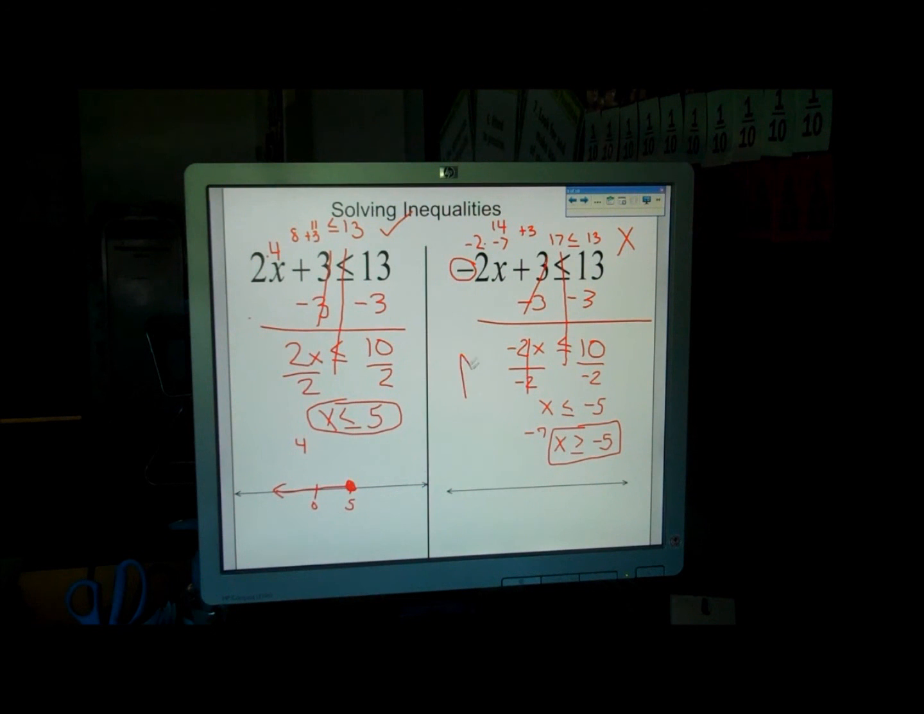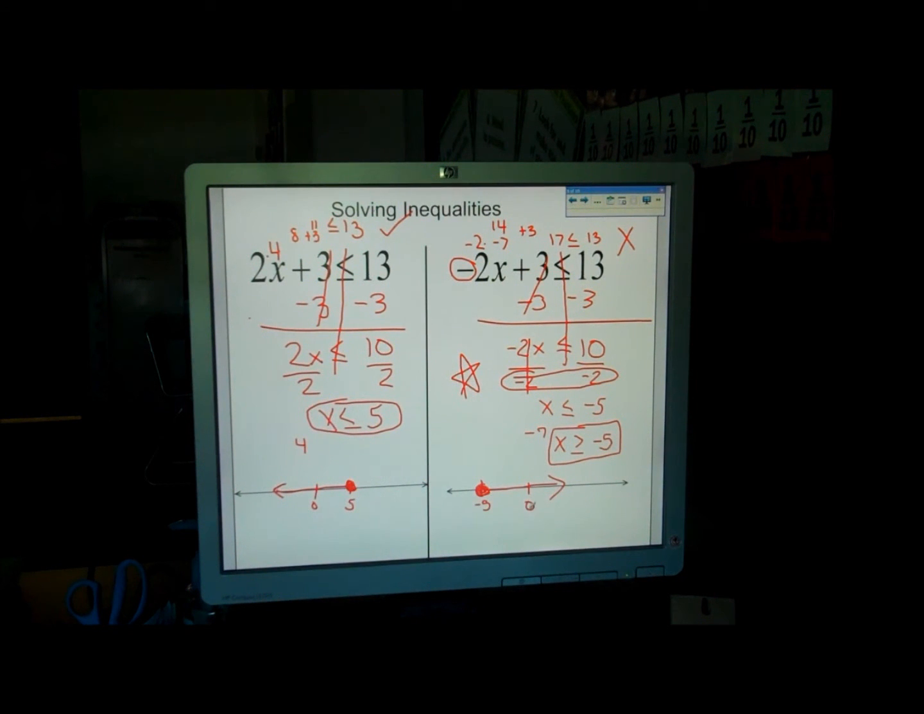This is the biggie, folks. If you multiply or divide by a negative number, which we did right here in this step, you have to switch the sign. So again, we have 0 and we have -5. I have a greater than or equal to sign, so that's going to be a closed circle. And we shade in this direction.